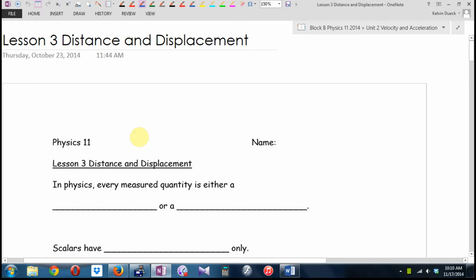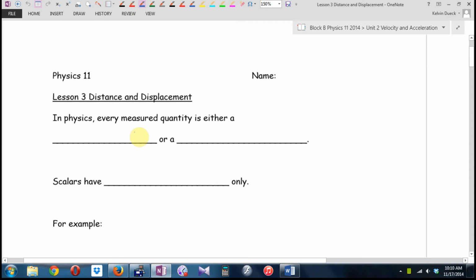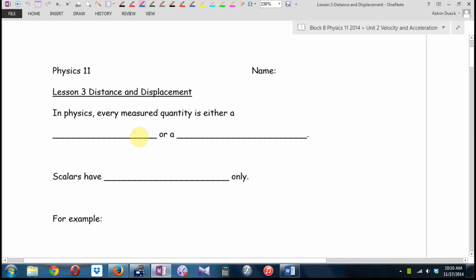So again, more terminology and concepts. You may need your yellow formula sheet, I'll let you know. I think today is mostly terminology and concepts. So lesson 3, distance and displacement.